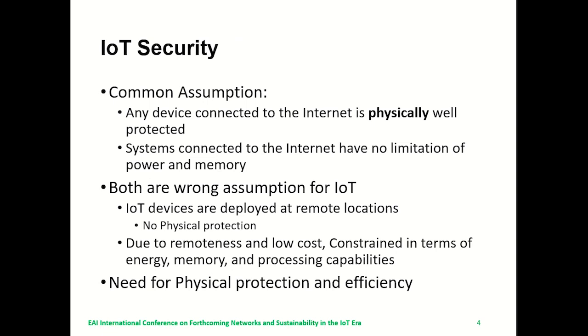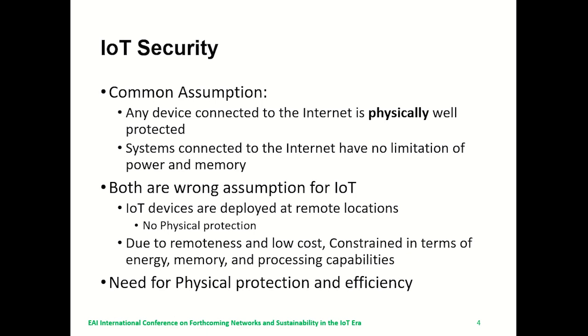Traditionally, security protocols and techniques for the internet were designed with two major assumptions. Number one, any device connected to the internet is physically well protected. Number two, systems connected to the internet have no limitation of power and memory. If we take the first assumption, it means an adversary may try to launch an attack from a remote location by eavesdropping, tampering, injecting packets, or blocking messages. They can perform all these tasks remotely in the network, but cannot physically access the device.